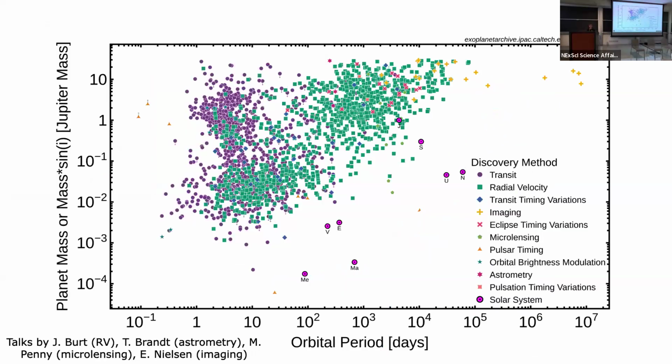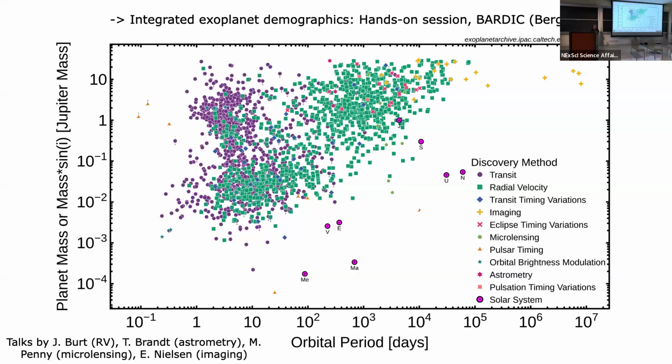I will not be talking only about transiting exoplanets. We have seen this plot many times already, but it's important because it highlights the complementarity of different techniques. In green here, you have the radial velocity planets, and in purple, you have the transiting planets, with other colors for other techniques. We have heard all day about complementarity. That's why we also had the hands-on session yesterday afternoon, because it's really the time to integrate information from all these different techniques.